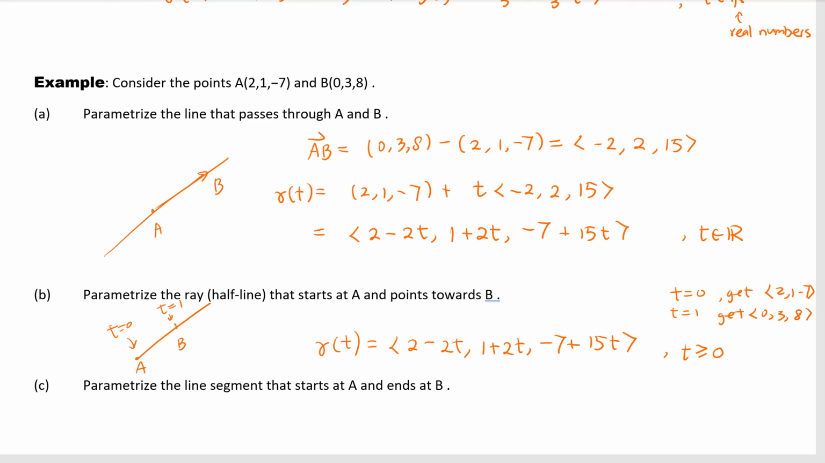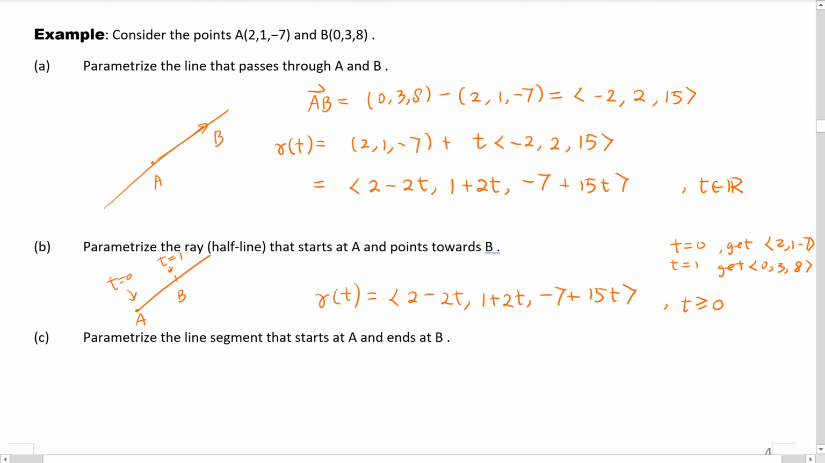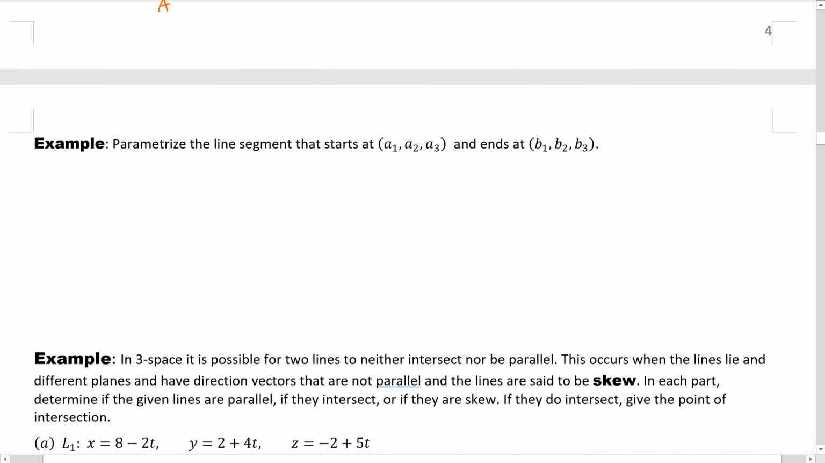The next part, parameterize the line segment starting at A and ending at B, uses the same formula, but now t is from 0 to 1, because we checked that point B corresponds to t equals 1. So the line segment from A to B is just restricting t from 0 to 1. All right, let's continue.